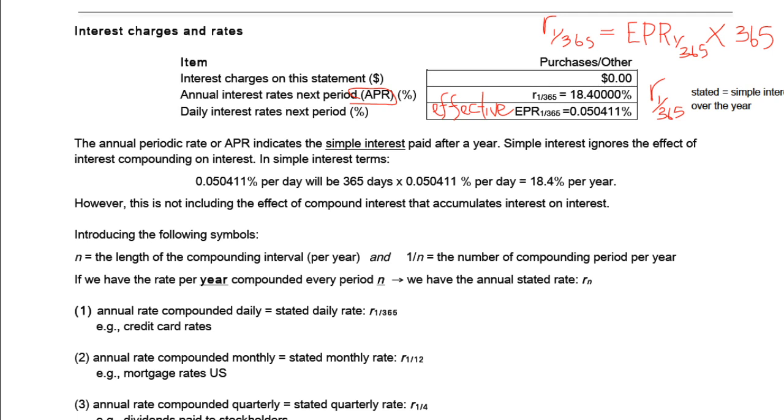So, some notation. N is a subscript that I'm putting on R. So R, like subscript N. N is the length of the compounding interval in a year. So out of a year, a day is 1 over 365. Note 1 over N is the inverted N, and it could be interpreted as the number of compounding periods per year. So if it was 1 over 365 to represent a daily rate, then there's 365 periods of compounding in a year.